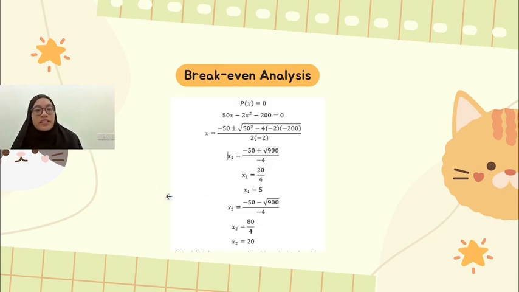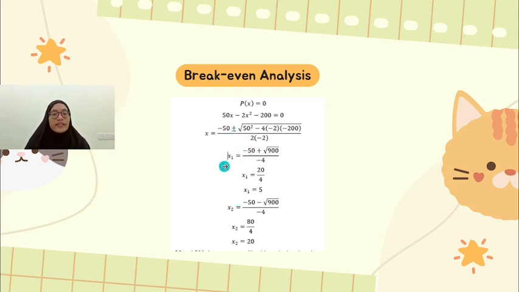Next, break-even analysis. For break-even analysis, there are two formulas, which are P(x) equals 0 and R(x) equals C(x). Because we got the profit function previously, we are going to use the profit function equals 0. So it becomes 50x minus 2x squared minus 200 equals 0. Because of this x squared, we are going to use the quadratic formula. It will become x equals negative b plus minus the square root of b squared minus 4ac over 2a. So we put b, which is 50, a, which is negative 2, and c, which is negative 200. Because there's a plus minus here, we are going to have two answers.